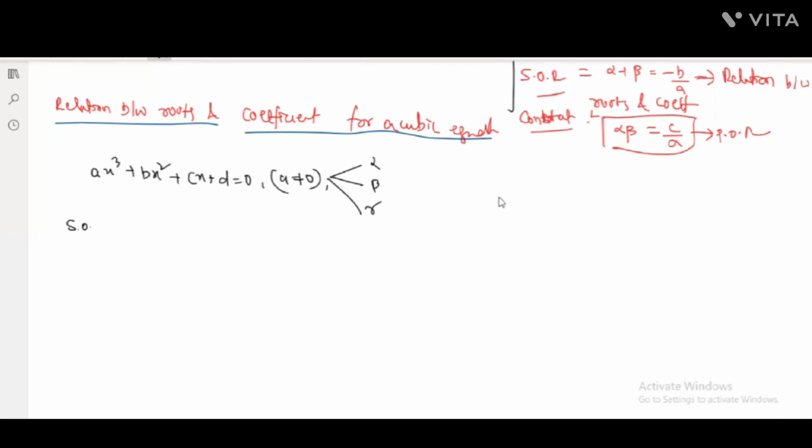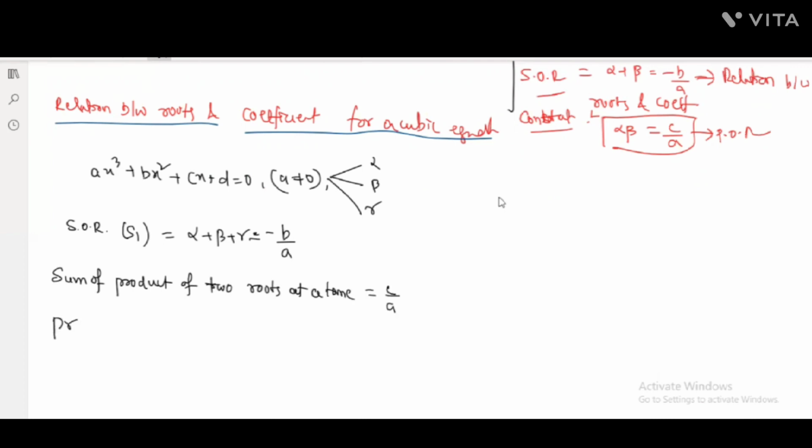Then, from here onwards, every time we cannot write sum of roots, sum of product of two roots at a time, so we will call it S1. Sum of roots is S1. So S1 is alpha plus beta plus gamma, which is equal to minus b by a. The sum of product of two roots at a time, S2, is equal to c by a. And the product of roots, S3, is minus d by a.